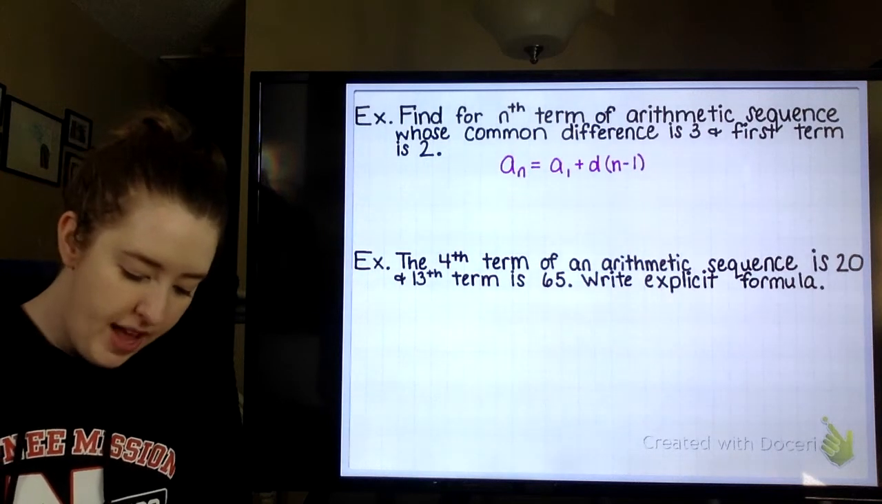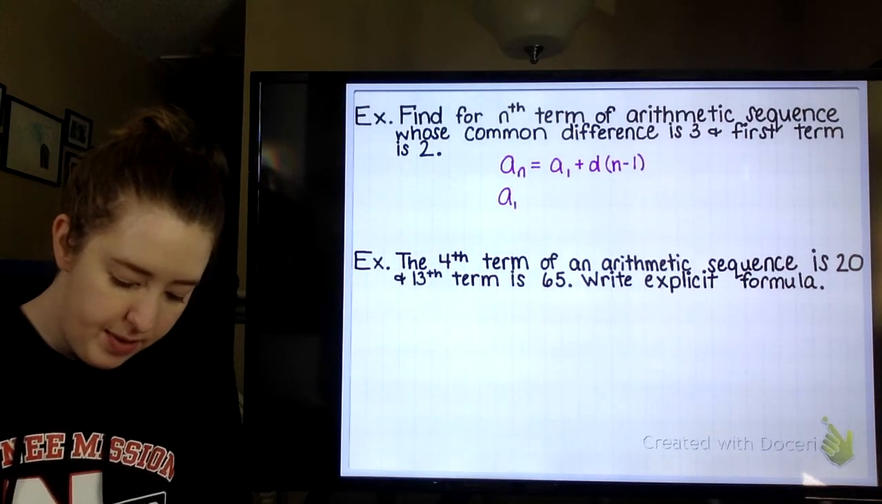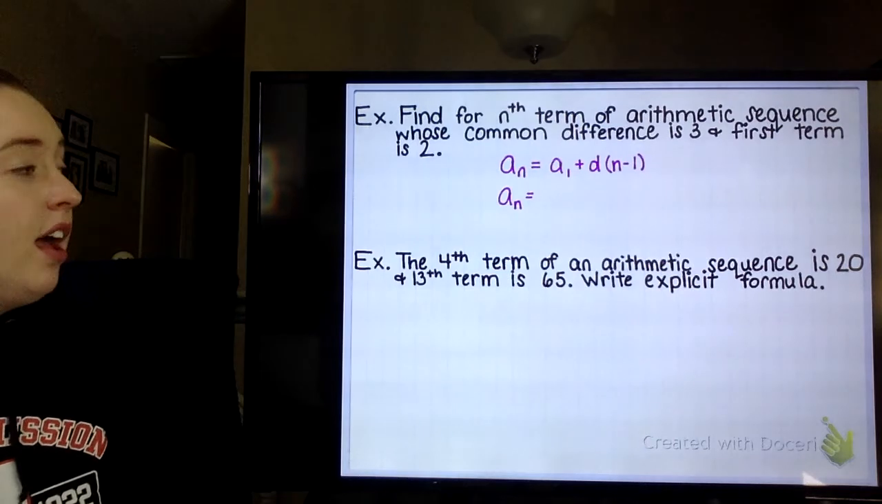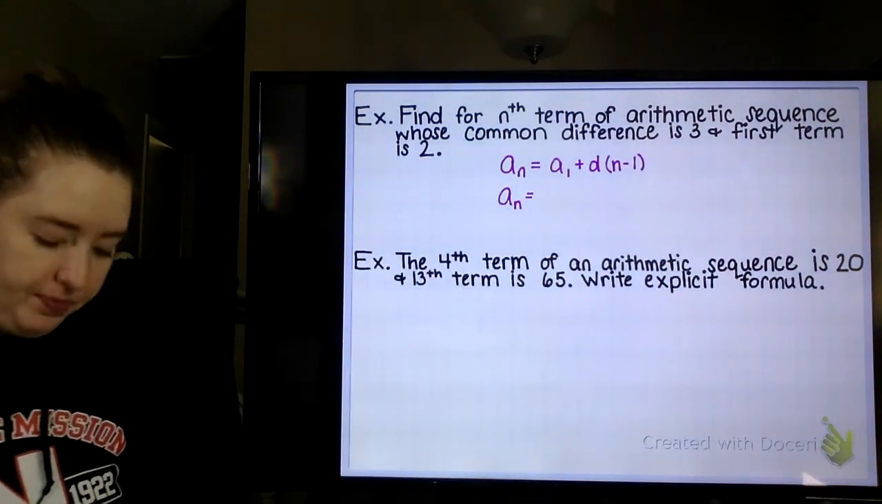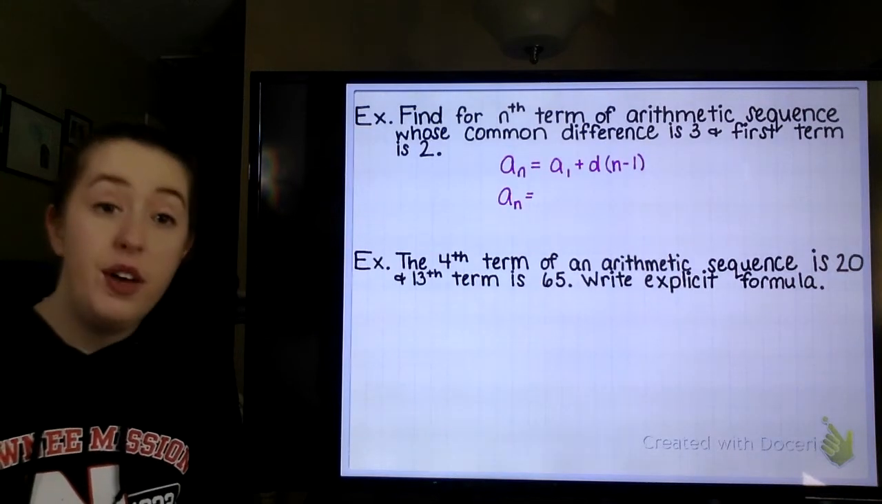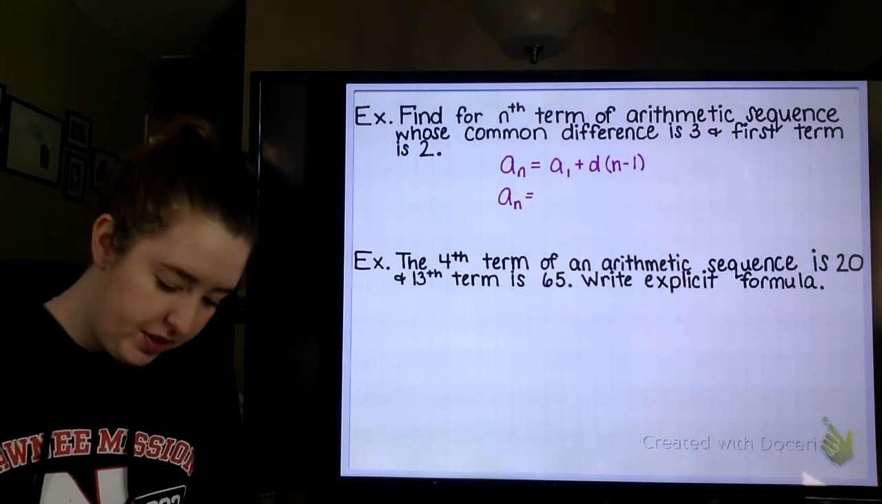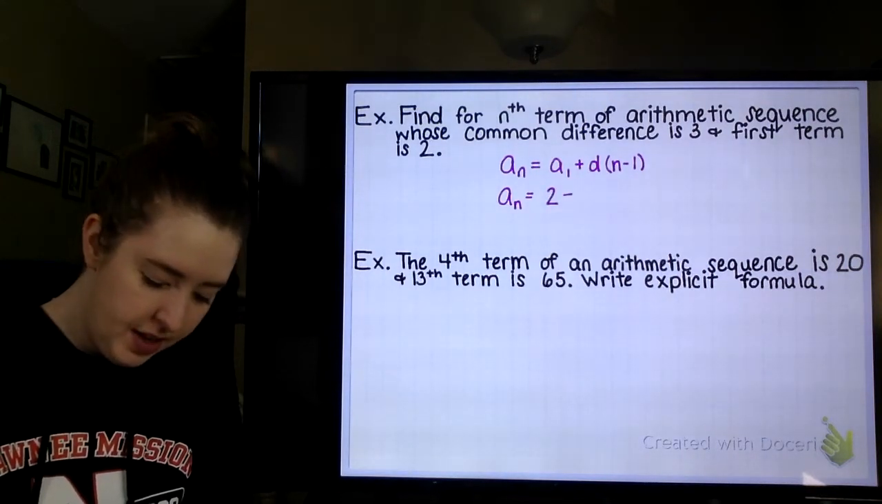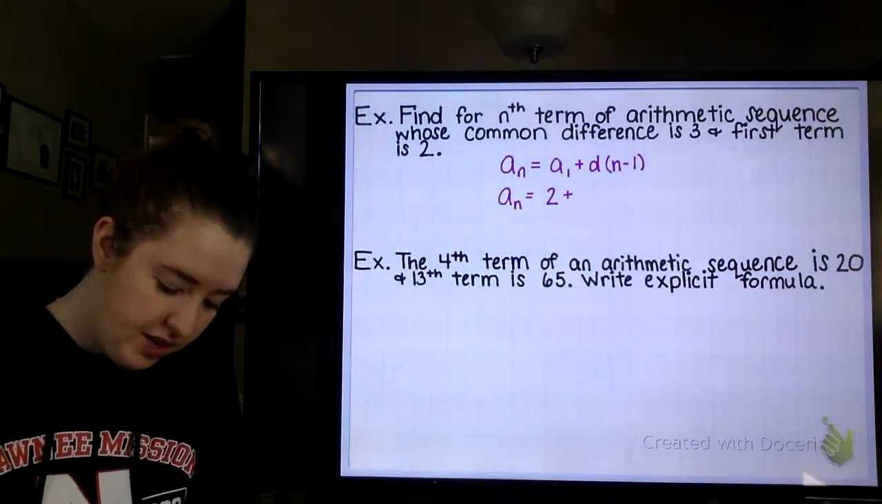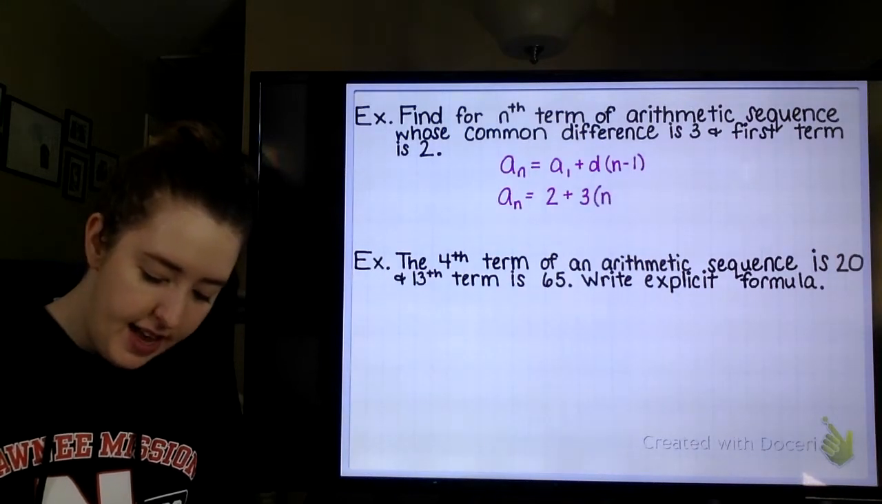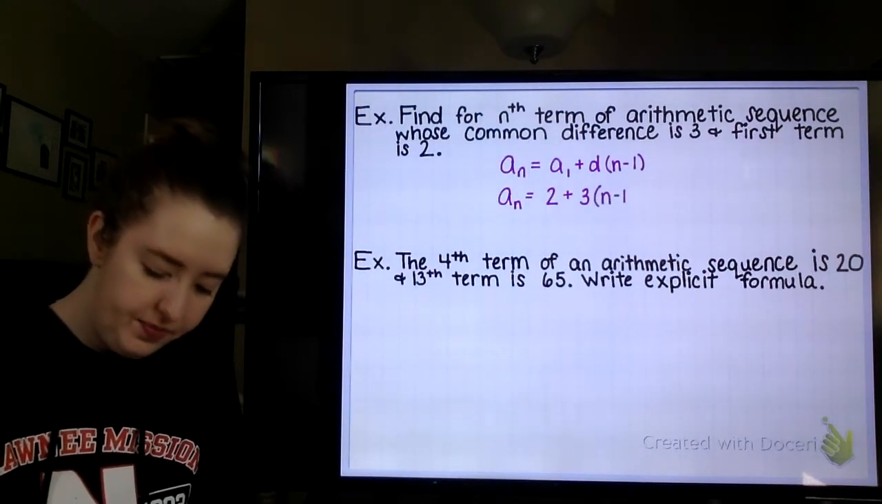Now, a sub n, we're just going to keep it right there. That's saying this sequence term, whatever. A sub 1 is my first term. They told me that my first term was 2 plus. And then they told us that our common difference was 3, so 3 will go in for d. And then we can keep that as n minus 1.